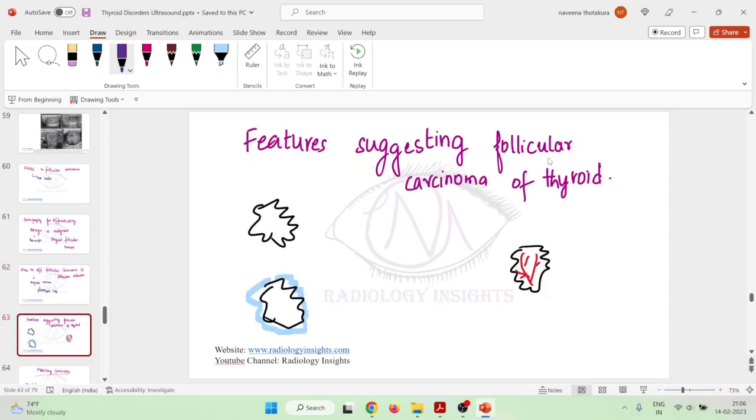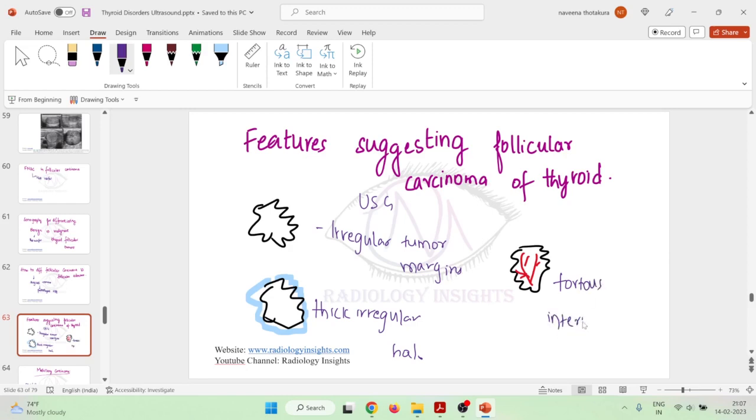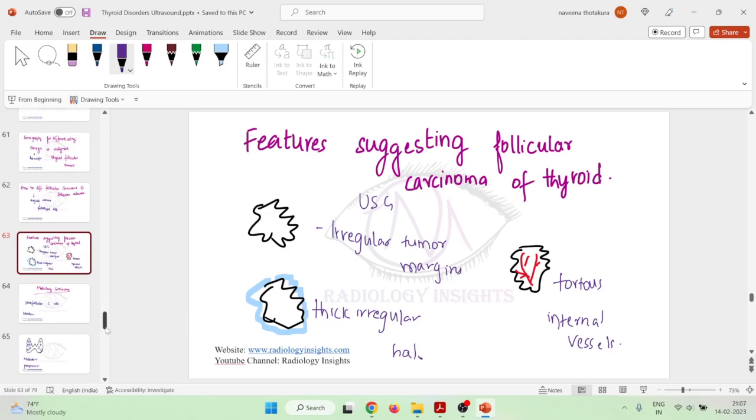Then, are there any features on ultrasonography suggesting that it is a follicular carcinoma of thyroid? On ultrasonography, if there are irregular tumor margins, or a thick irregular halo, or if the patient has tortuous internal vessels, all these can tell us that it can be a malignant or follicular carcinoma of thyroid.